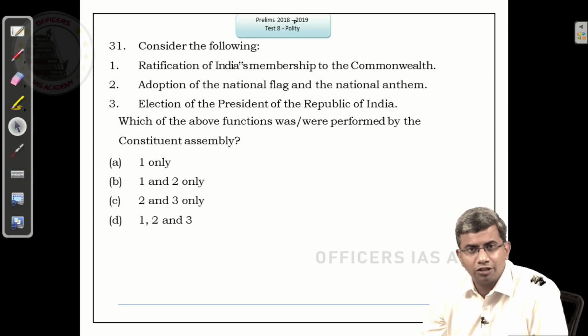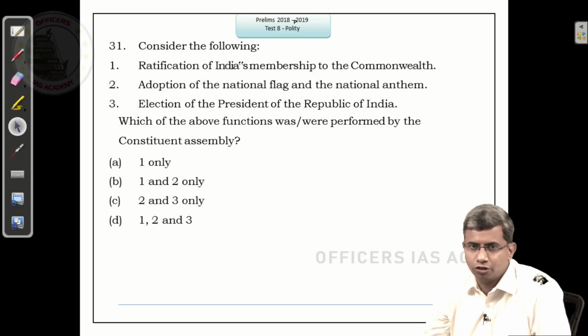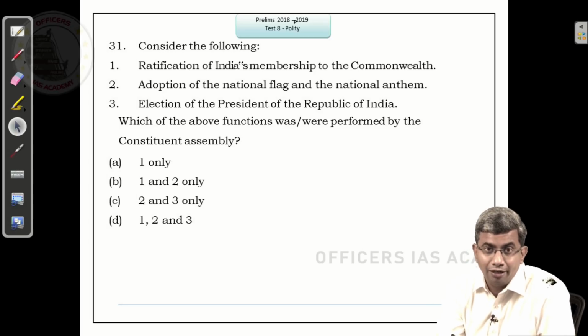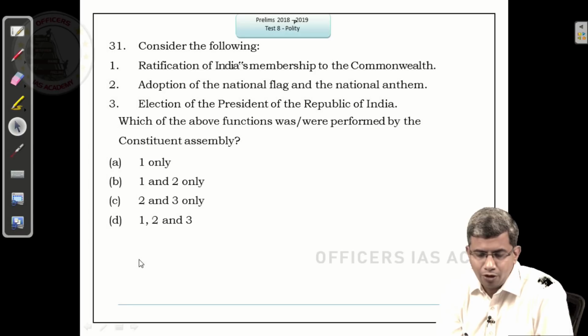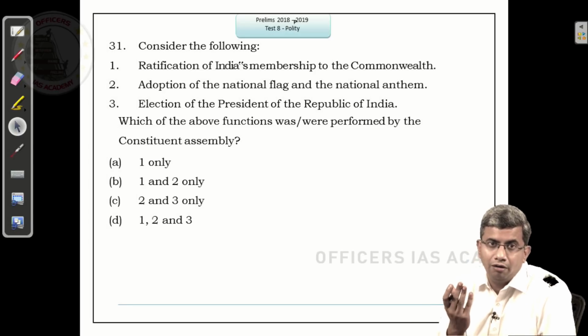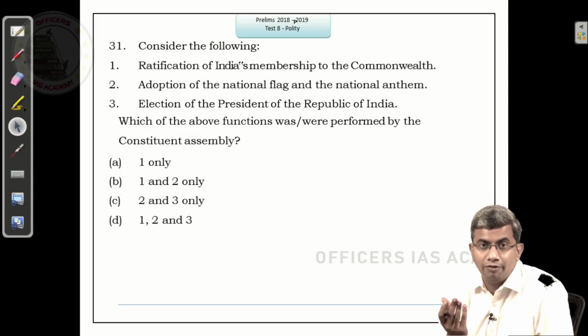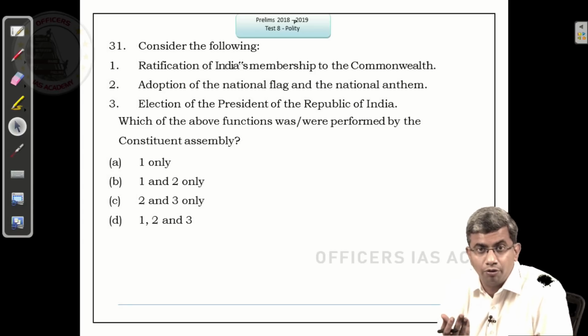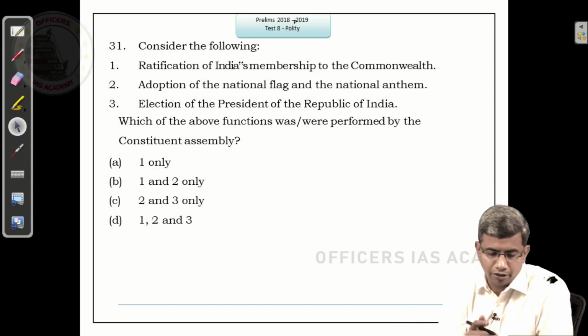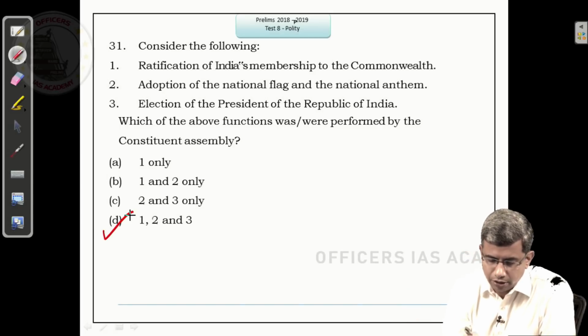People will know election of President of Republic of India is obviously through the Constitution, which was done by the Constituent Assembly. But national flag and national anthem, so the moment you know 3 is correct, your choice comes down to C or D. So you need to only decide whether first is correct or not. India's membership in the Commonwealth, ratification. Of course, the government of the day would have taken the decision, but the Constituent Assembly ratified it. So the correct answer is D, 1, 2 and 3.